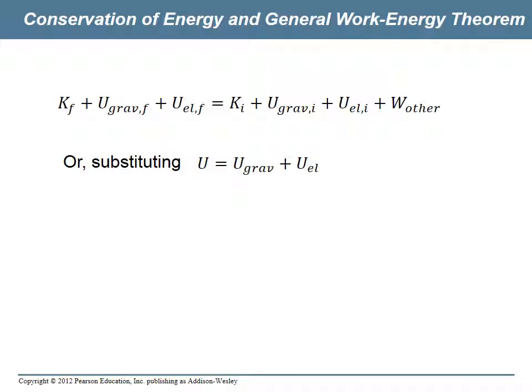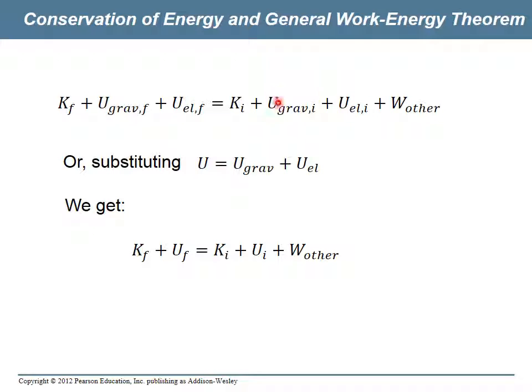If we substitute, then if we just let potential energy be gravitational potential and elastic potential, and we'll just call this U, then we would get the final kinetic energy plus final potential energy is equal to initial kinetic plus initial potential plus the work done by everything else.